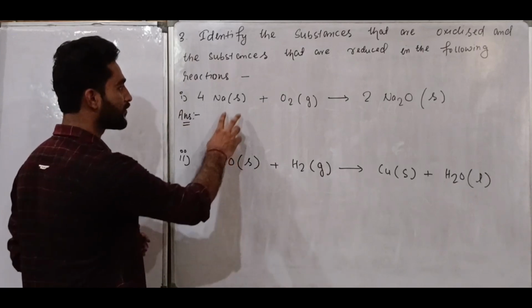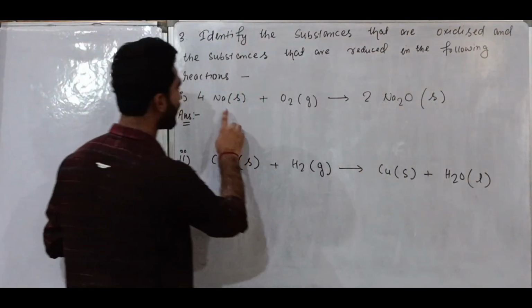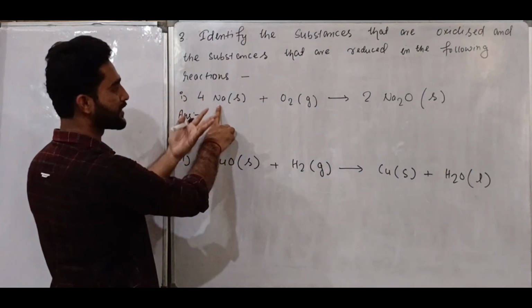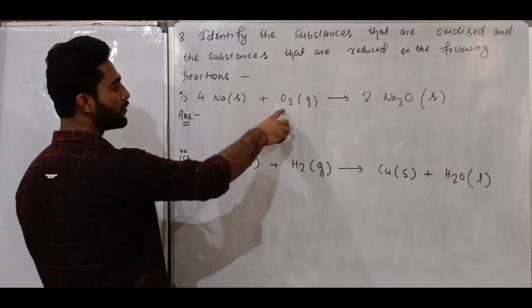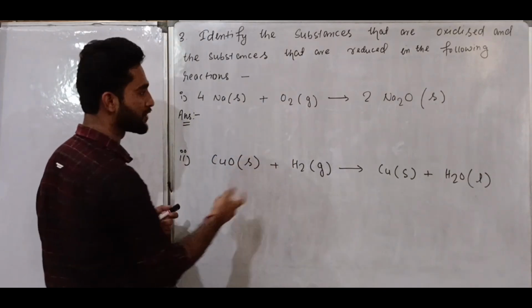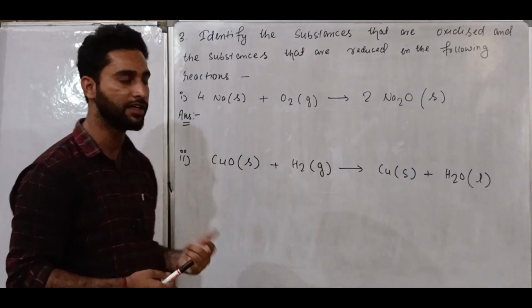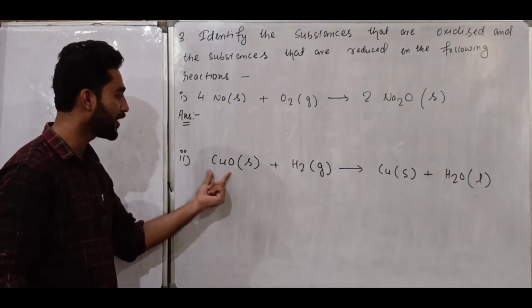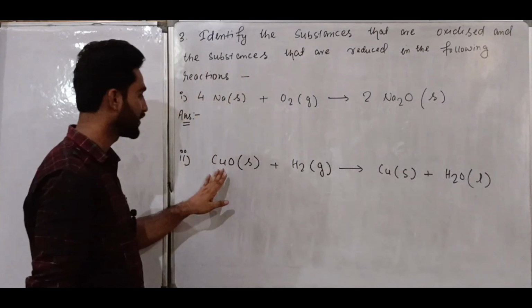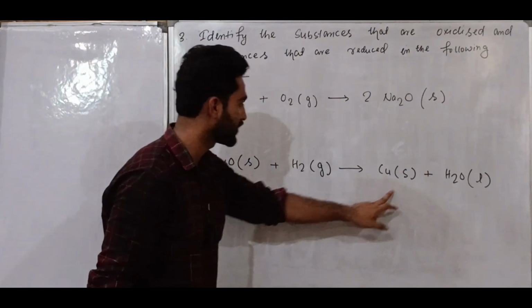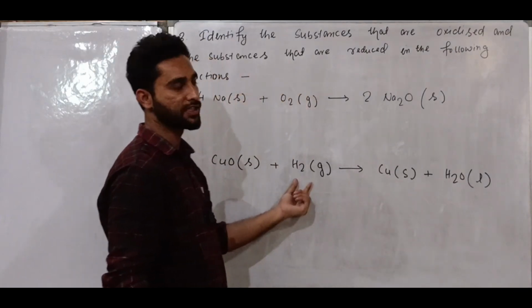reduction. Now easily from this reaction we can say, see, the sodium got the oxygen. That means the sodium got oxidized and this oxygen got reduced. So oxygen by gaining electrons got reduced. So the sodium is getting oxidized and the oxygen is getting reduced. So in this reaction the copper oxide lost oxygen and it became copper. That means the copper oxide is getting reduced and the hydrogen by getting oxygen got oxidized.